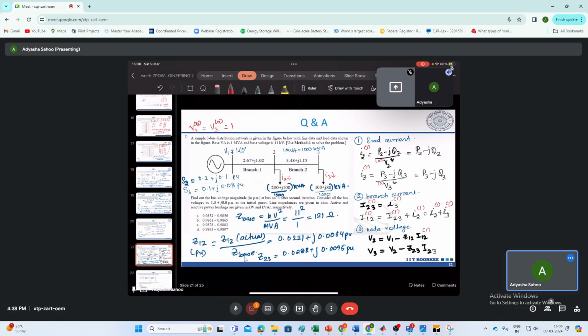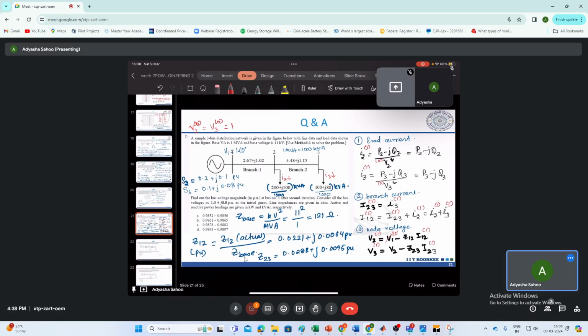This is the first iteration. V1 is always 1 angle 0. So this is iteration 1. For iteration 2, what will you do? Again, you will calculate the load currents, but here instead of V2 at 0, you will put V2 at 1, right? I'm not calculating the values here. You can follow the same process.